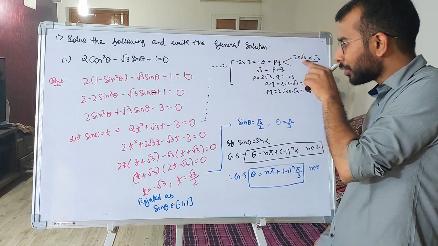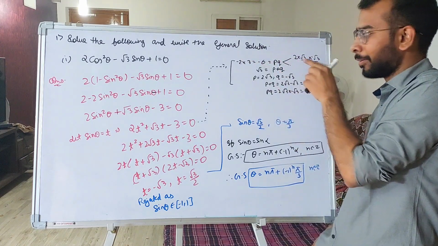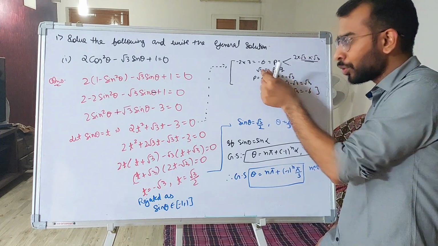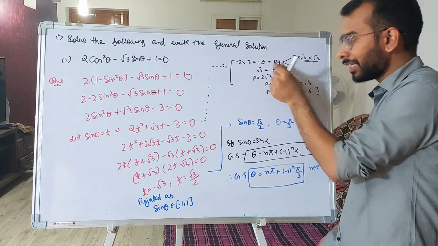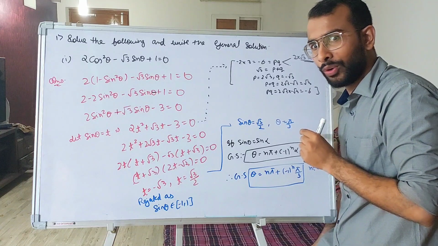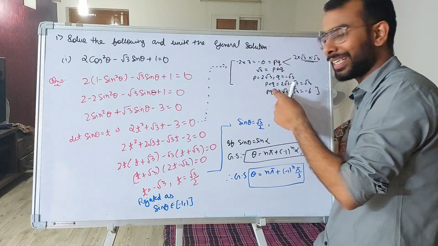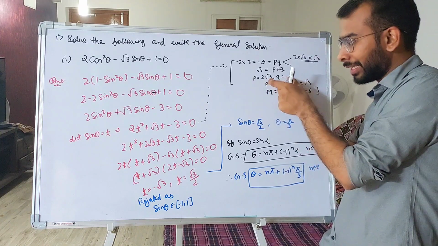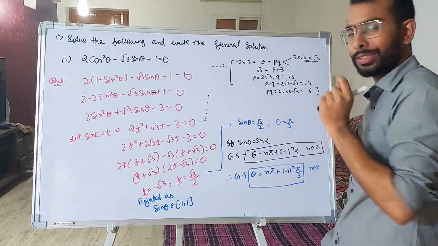So 3 can be written as root 3 into root 3, and this minus is here. If I take 2 root 3 minus root 3, then 2 root 3 minus root 3 is root 3, and 2 root 3 into minus root 3 is minus 6. So basically, our Karan and Arjun in this question are 2 root 3 and minus root 3. Their sum is root 3, their product is minus 6.